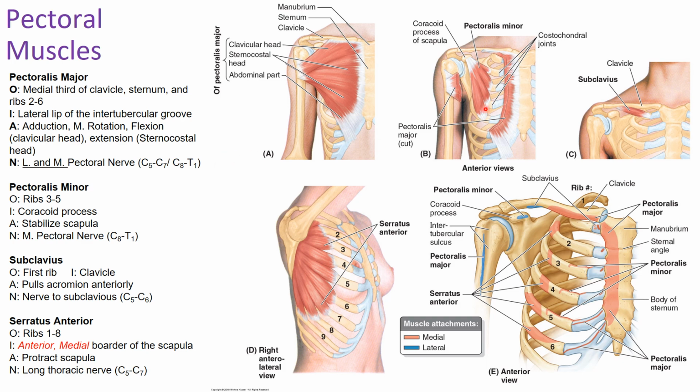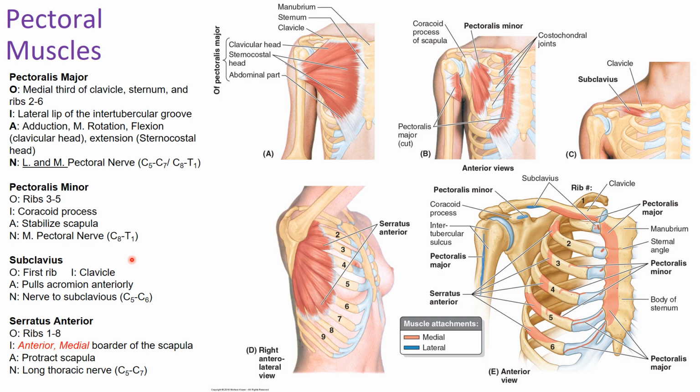So one more time, originating from ribs 3 through 5, inserting onto the coracoid process of the scapula. One of the main actions of the pectoralis minor muscle is to stabilize the scapula by pulling that coracoid process anteriorly. Now, the innervation to the pectoralis minor muscle is going to be the medial pectoral nerve. And once again, this is spinal segment C8 through T1.